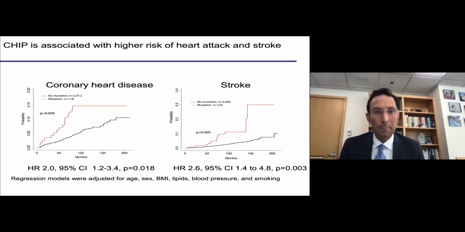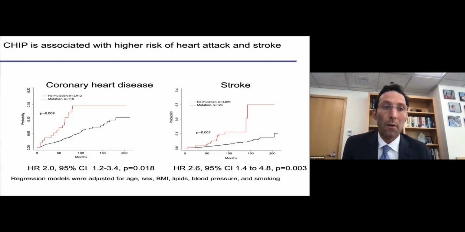I wanted to change gears briefly now and talk about the associations between these genetic abnormalities, either in clonal hematopoiesis or in MDS, and the risk of non-malignant disorders. Both CHIP and MDS are associated with an increased risk of the development of cardiovascular disease, either atherosclerotic coronary heart disease or stroke. And this has been now replicated in many different cohorts by a number of investigators.